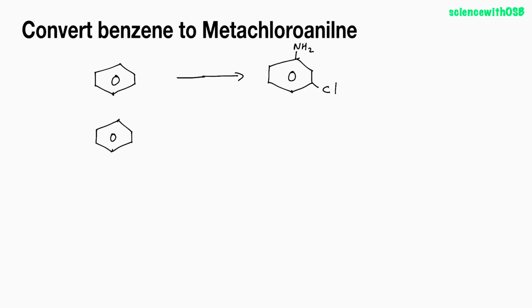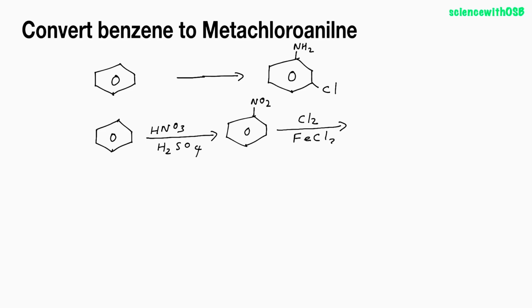So we start from benzene. First you have to nitrate it, HNO3 and H2SO4. We got nitrobenzene, correct, right? Now the nitro group is meta directing. Just chlorinate it. What you have to do? You can add Cl2 and FeCl3, correct? On adding, you will be getting chlorine at the meta position, right?